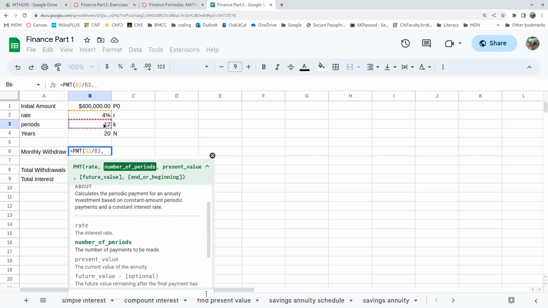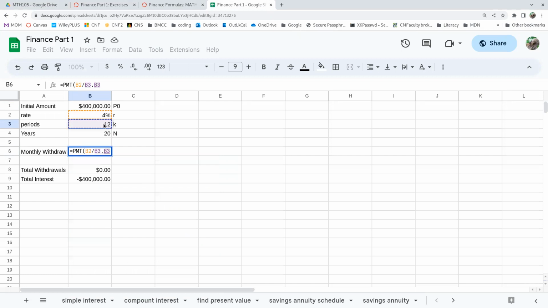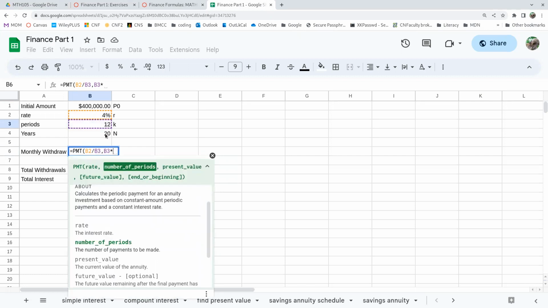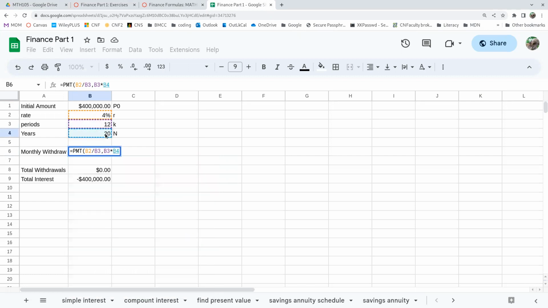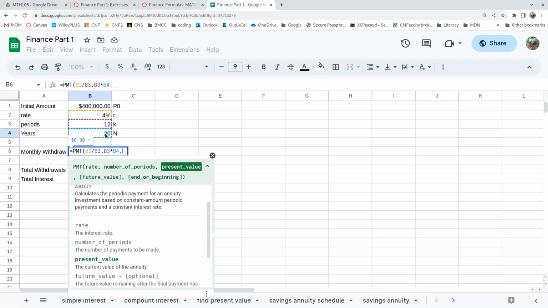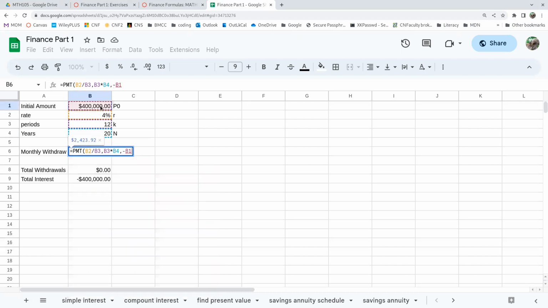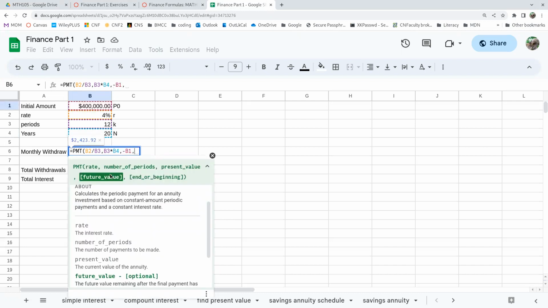Total number of periods, well, that would be 12 months per year times, asterisk, click on the number of years. So we can just point and click here since I've already typed the numbers in. Present value, that is going to be the opposite of our initial value, comma. And here it says, because these are in square brackets, they're optional.